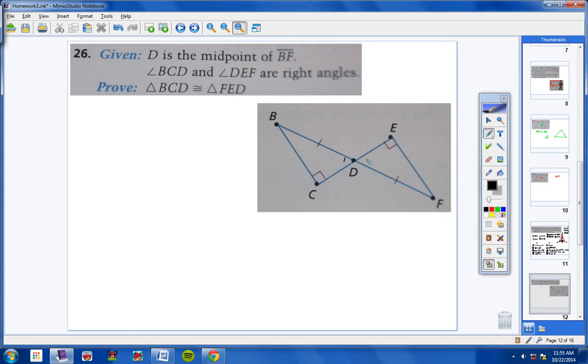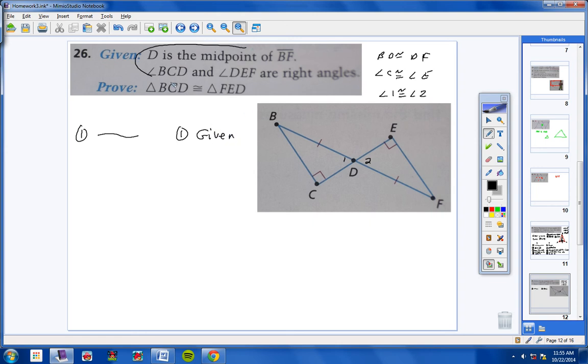So we'll call this angle 1, we'll call this angle 2. Let's make a checklist here. Somewhere I've got to state that BD is congruent to DF. Somewhere I've got to state that angle C is congruent to angle E. And somewhere I've got to state that angle 1 is congruent to angle 2. Okay, so here we go. Number 1, list out your given.